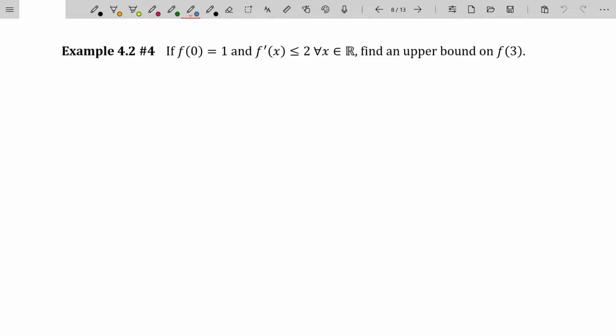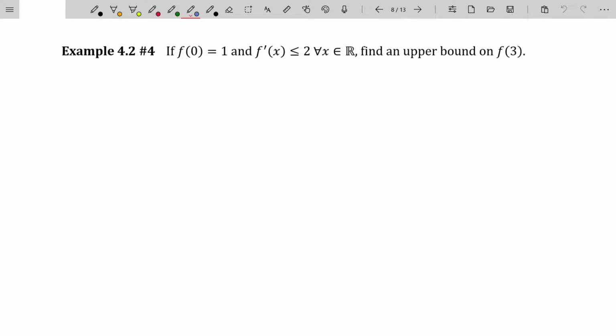Another problem that's commonly given for the mean value theorem is finding upper bounds on functions. And I've often found, as a student and as a teacher, that this is a really silly example, but it's just typical. You'll see them, so I thought I'd cover it.